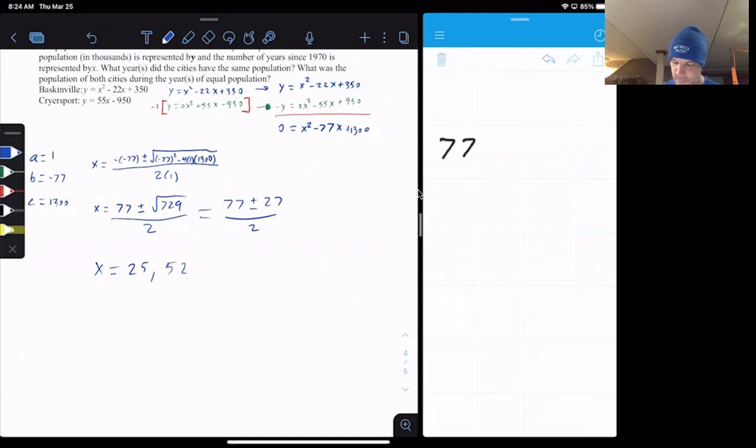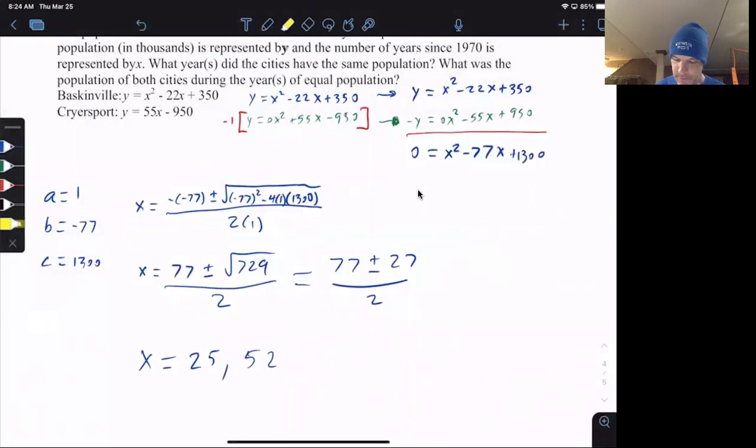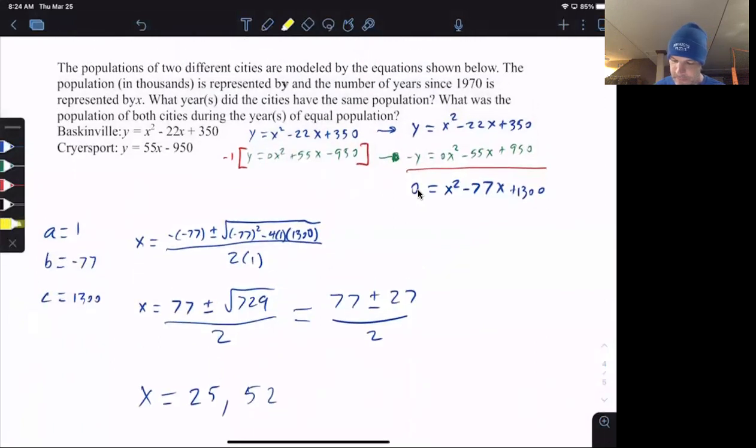Right? You could use the calculator if you wanted to, if you're not comfortable with it. Okay? All right, now this is where we have to really pay attention to what the word problem says. So if you look very carefully, let me move this for now. I'll bring the calculator back in a second. If you look here, it says the number of years since 1970 is represented by X. So X represents the number of years since 1970.